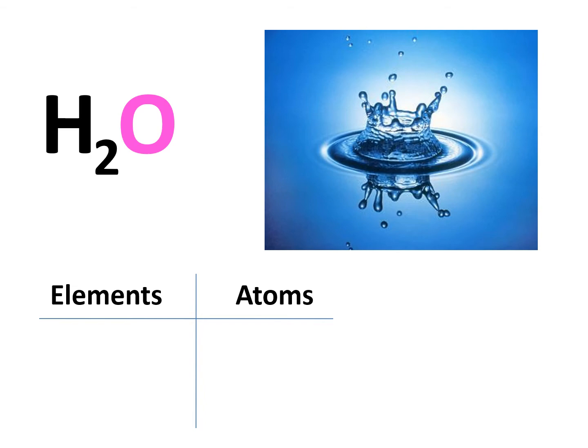In H2O, how many elements do we have? We would count those capital letters. We've got 1 capital H, 1 capital O, so we have 2 elements, H and O. How many atoms do we have? Well, we have 2 hydrogen atoms, and we know we have 1 oxygen atom because there's no number next to it. There's our H and our O, those are our elements. We've got 2 hydrogen and 1 oxygen.